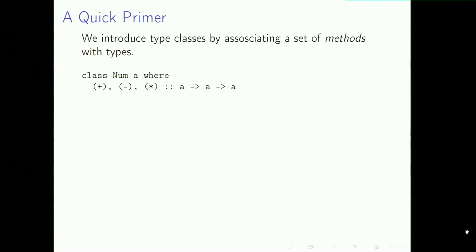We introduce type classes, as I'm sure most people here are aware, just using the class keyword. We specify the name of the type class. Then we're quantifying over variables, so we need to give those types that we're quantifying over a name. Here I've used the type variable A. And then we associate functions with that type class just by providing the signature for those functions that are associated with types of that class.